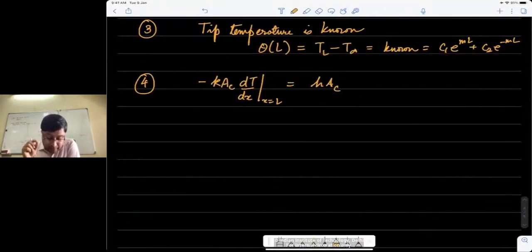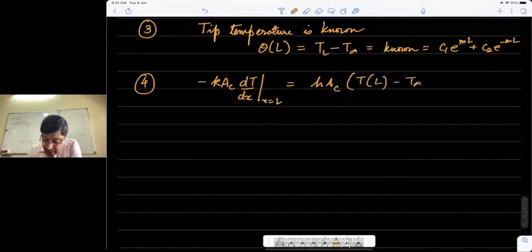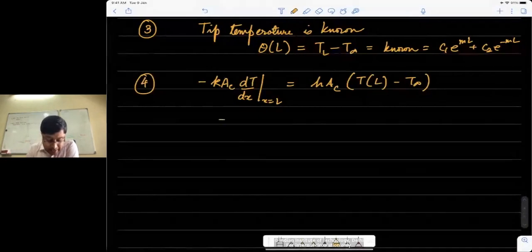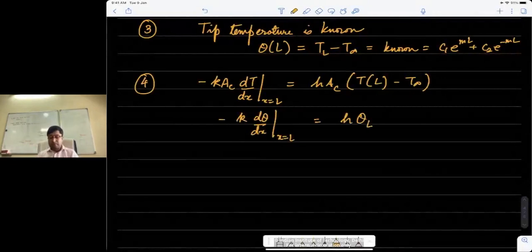So at the tip, we have the conduction flux, the rate of heat transfer, changing modes. So minus K AC dT/dx at x equal to L should be h A_C. Remember, it's heat transfer now taking place through the cross section, not through the surface. Be careful about this. Into T at x equal to L minus T infinity. And knowing that dT/dx is the same as d theta/dx, I can also write this as minus K d theta/dx at x equal to L to be h times, let's say, theta L, where AC is cancelled because it's the same factor on both sides.